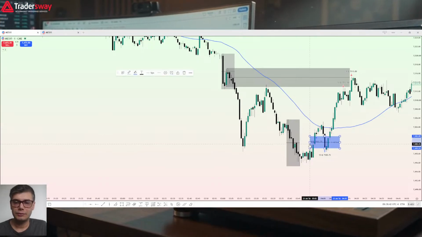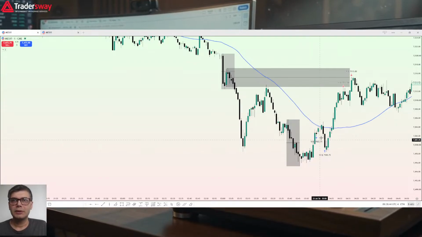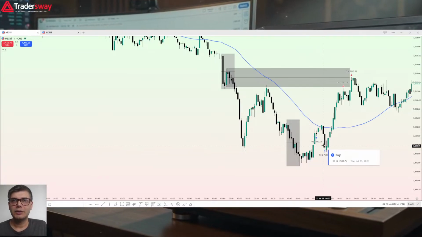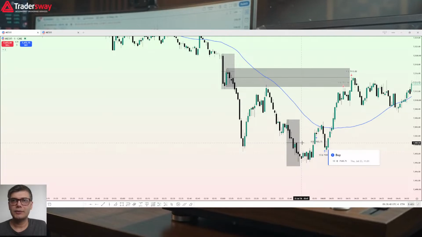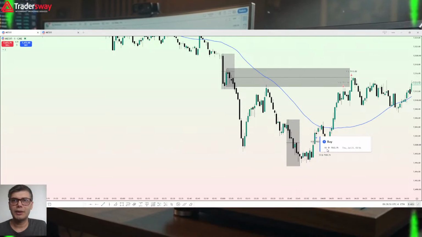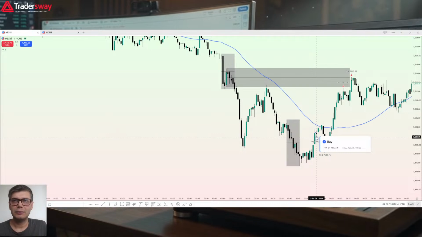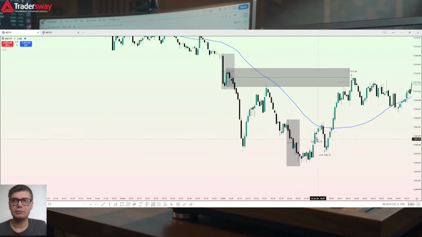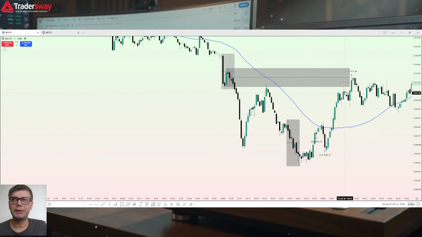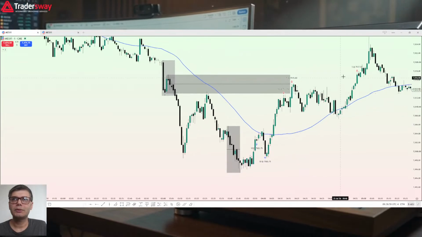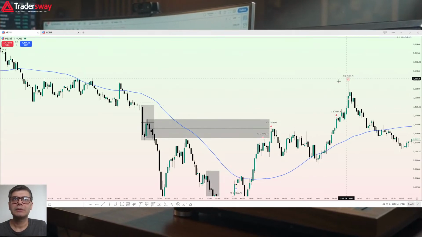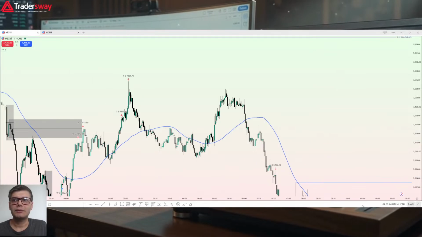And what's this? On the way back, I enter 10 contracts at the mean threshold, and this is another 10 contracts over here, just in case the price would go without me. Close it partially all the way up. That's it.